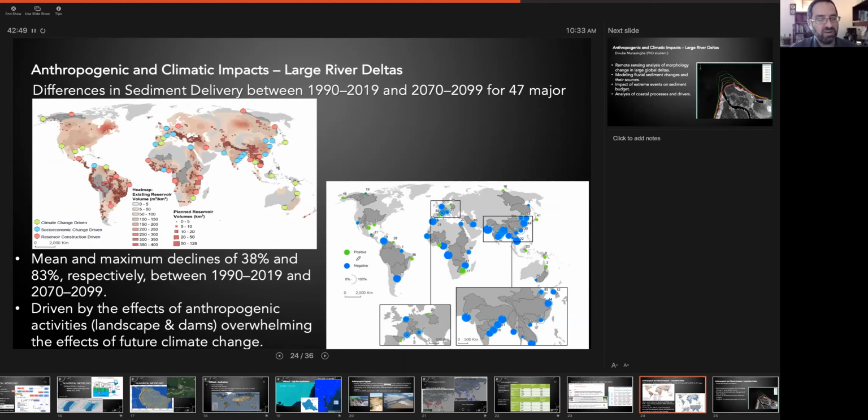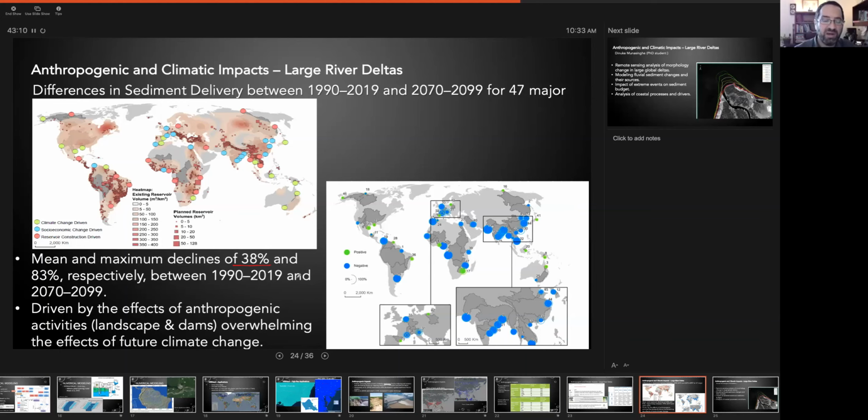And generally, just to give you the punchline, if you will, we do see a mean and maximum decline of 38% and 83% respectively. So an average decline of 38% towards the end of the 21st century in terms of the amount of sediment that flows into these 47 deltas. And that's a big story.